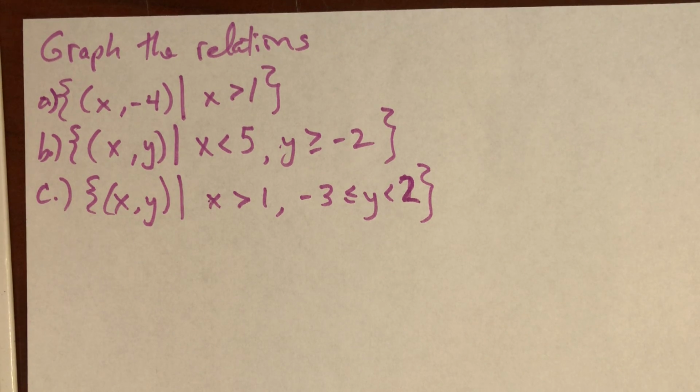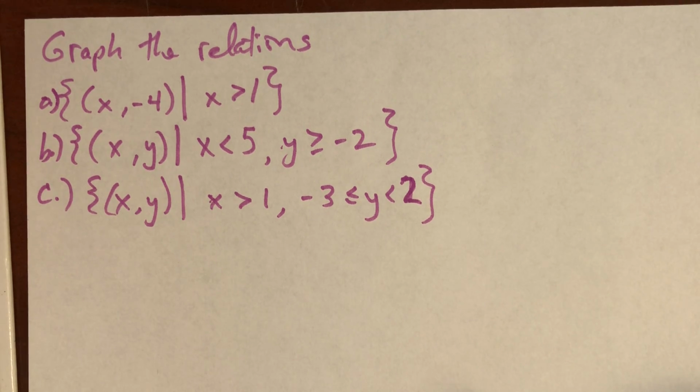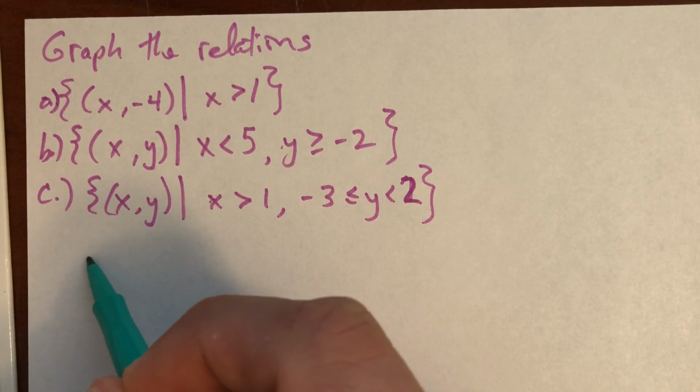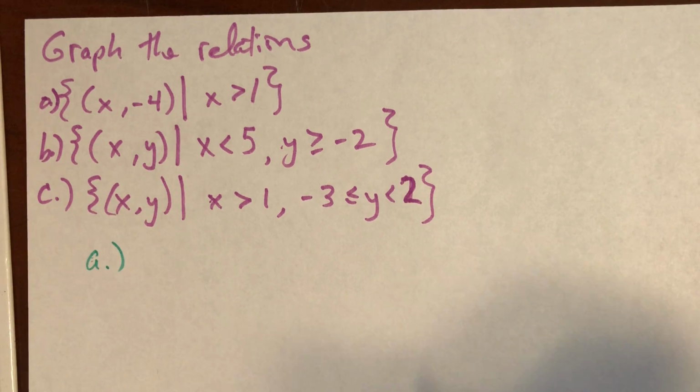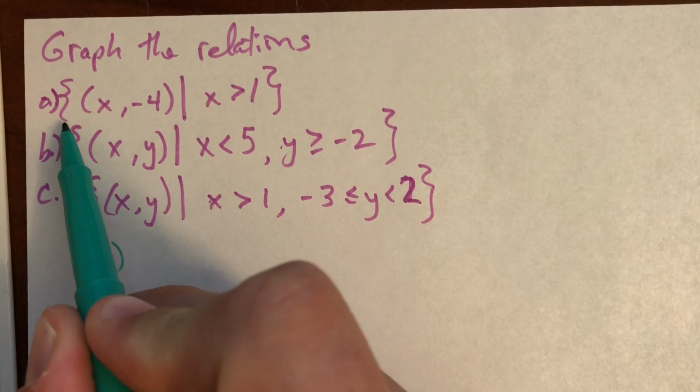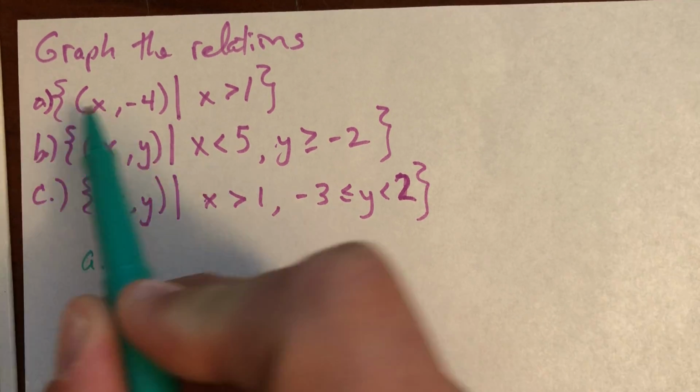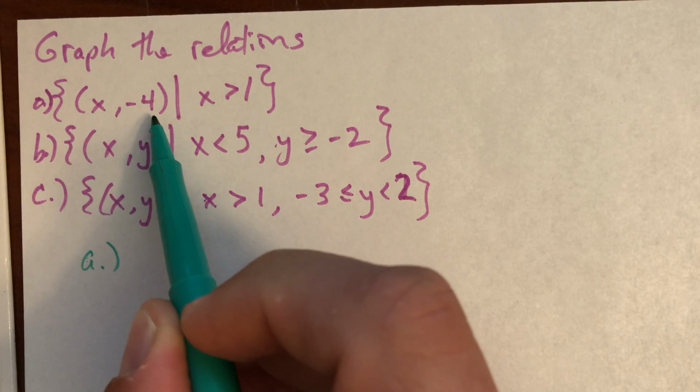Let's draw some graphs of relations. We've got three relations here, and let's just go at them one at a time. They're all written in set-builder notation, so we've already got to have an idea how to read this, right? The first curly bracket says "the set of all," and then this is what all of our objects in the set look like.